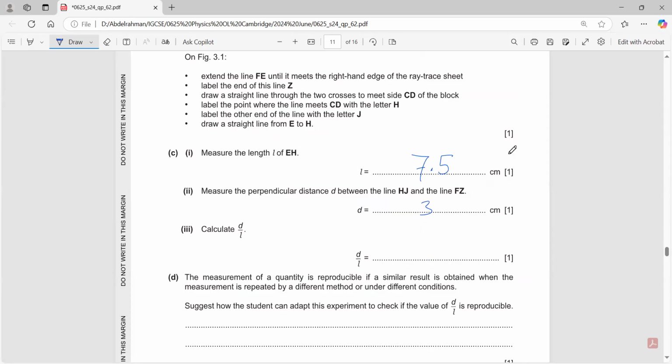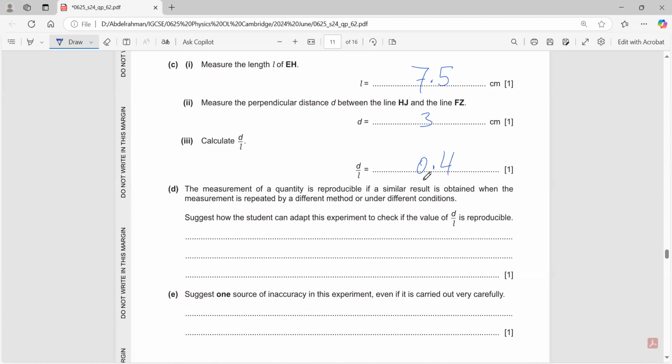Can I find d over L? d over L is 3 over 7.5, which is 0.4. It's unitless, it does not have a unit.